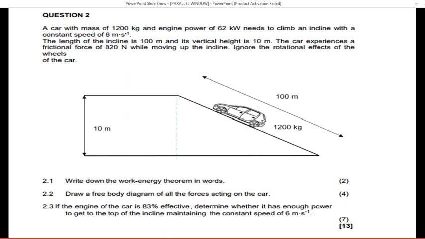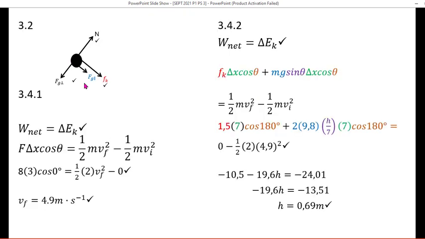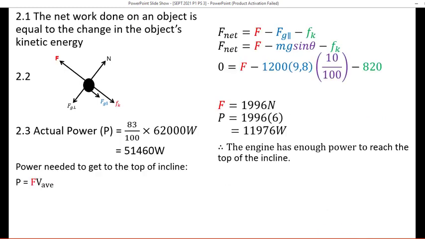And then let's go back to the solution. So the net force is 0. Why? Because the car was moving at what? A constant speed. The car was moving at a constant speed. So the net force is 0. So we say 0 is equal to the forward force minus the mass of the car, which is 1,200, times the gravitational acceleration, which is 9.8, times sine theta.